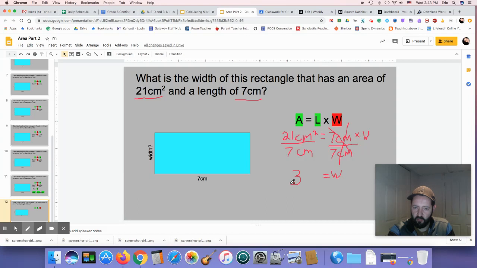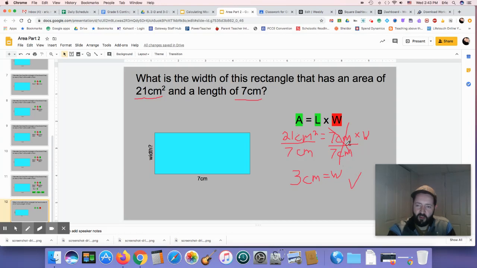So that means that the width of this rectangle is 3 centimeters. Okay. And again, we can use this number that we just solved for and plug it back into our initial equation up here. If we go 7 times 3, we should get an answer of 21. So yeah, everything checks out here.